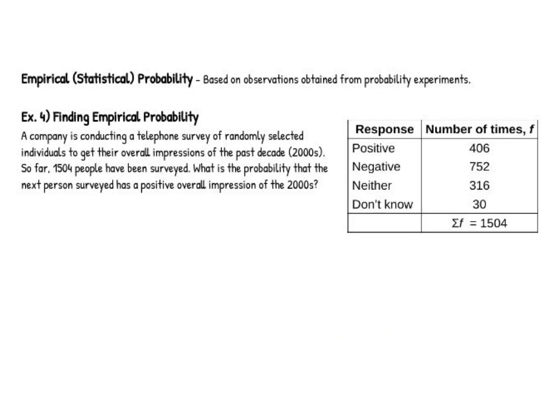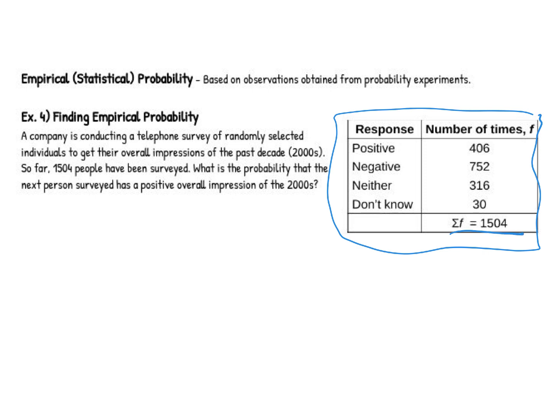Another type of probability is empirical or statistical probability. This is based on observations obtained from a probability experiment. So this is no longer theoretical, this is not what possibly could happen, this is what has happened. So we have this table over here. It's got the different responses, positive, negative, neither, and don't know, and then the number of times that it's happened, and then the total responses.